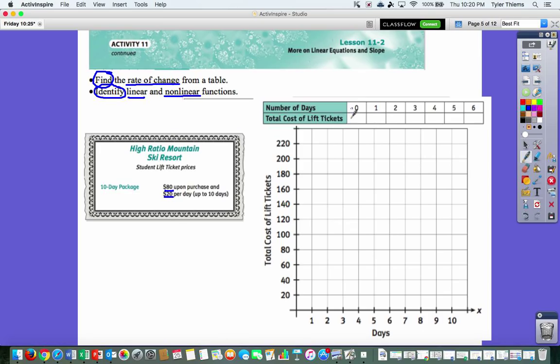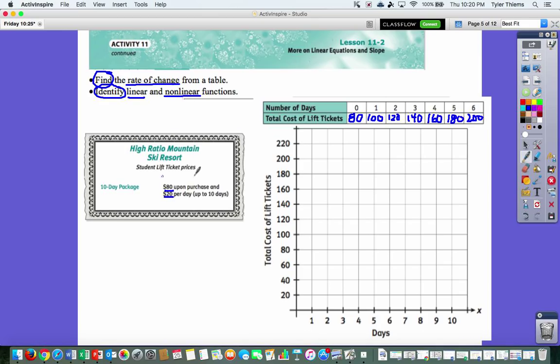So at the start, before you can even get on the ski lift, you have to pay $80 upon the purchase, so $80 up front. So after 0 days, it's $80, and then every day after that, it's an extra $20. So after day 1, it's $100, day 2, it's $120, day 3, $140, day 4, $160, day 5, $180, and after 6 days, that's $200.